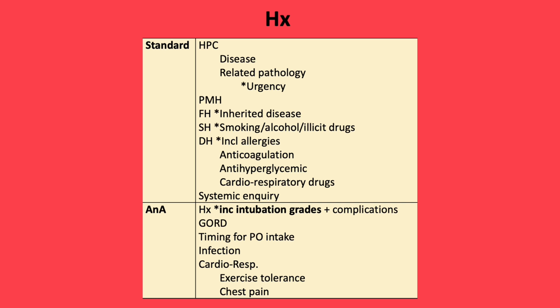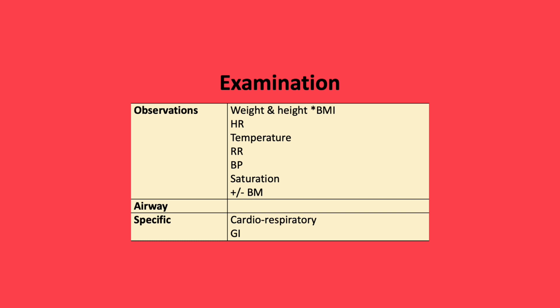Then, an anaesthetic history of previous anaesthetics, and include intubation grades if you can observe them in the patient's notes, and related complications. Gastroesophageal reflux disease, the timing of oral intake, food and liquid, recent ongoing infections and steroid use, cardiorespiratory function and related chest pain. Following the history, perform an examination.